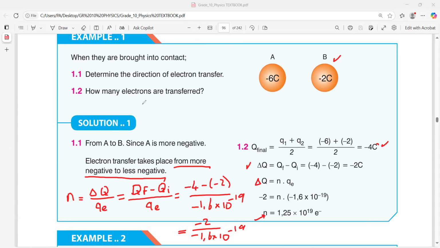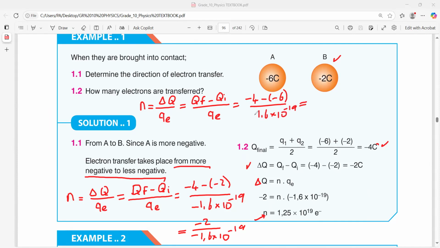But if you say you want to use Q1, let's see what's going to happen now. What's the difference? We will get the same result, but some calculations are different. So delta Q, Q final minus Q initial over QE. Now Q final is negative 4 and minus 6, negative 6 over QE, so 1.6 times 10 to the power of negative 19.